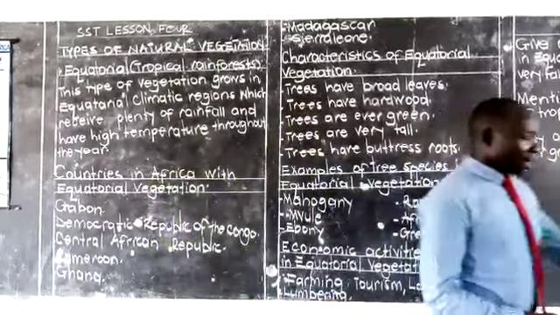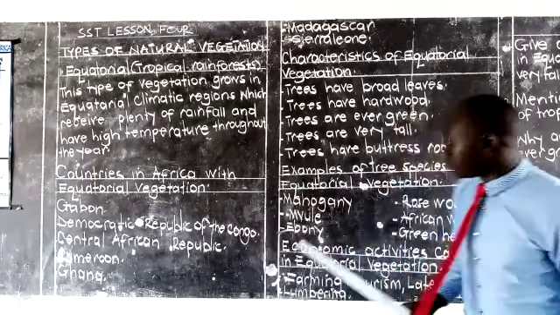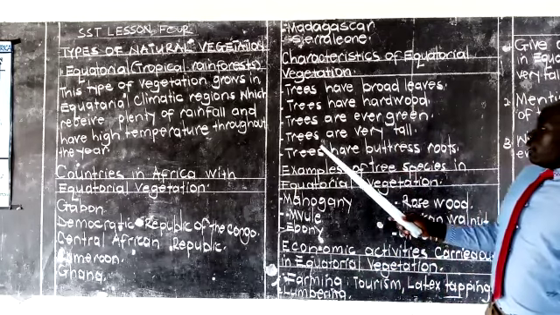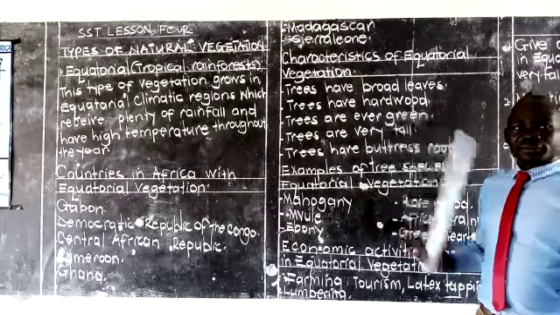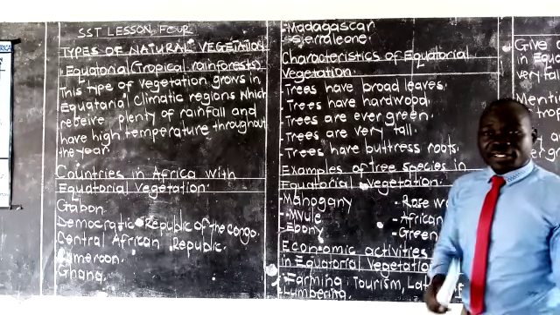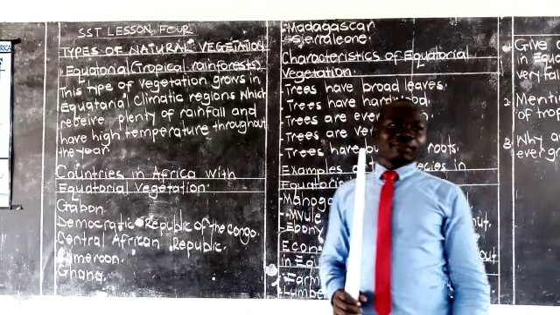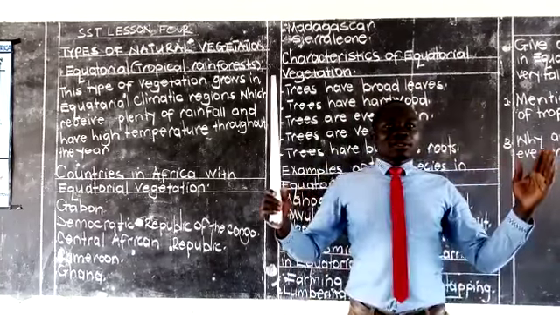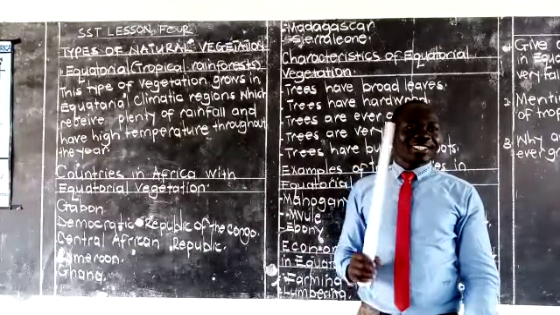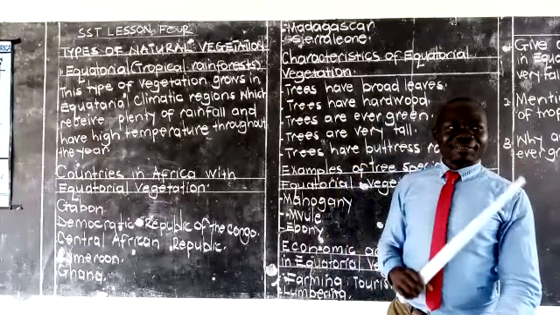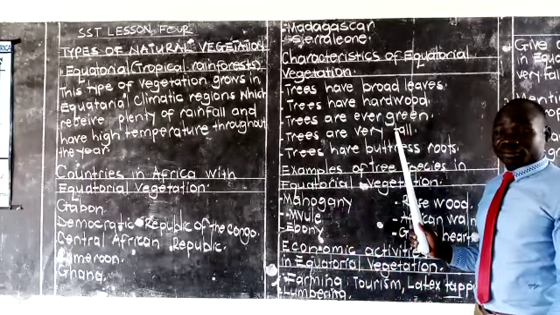So another characteristic of tropical rainforest is that trees are very tall. Are we together? Trees are very tall. I wish we could pay the money for a tour. We shall see how these trees are, the tallness of these trees in the tropical or equatorial vegetation. I said the trees are very tall.